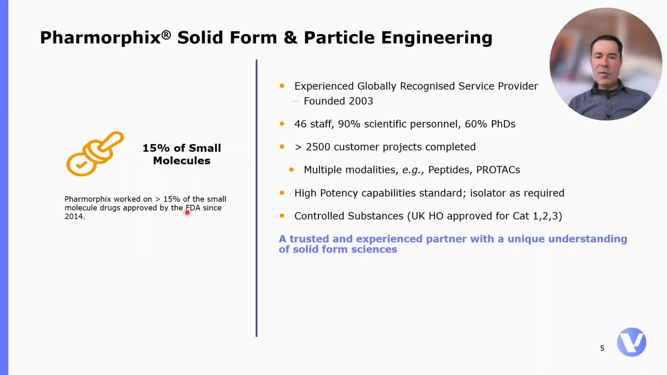Our solid state services operate under the brand Amorphous. We have worked over 2,500 projects since 2003 when we started. We have worked on over 15% of small molecules which have been approved in the last 10 years. We get also to work on more and more complex molecules, including proteins and peptides.